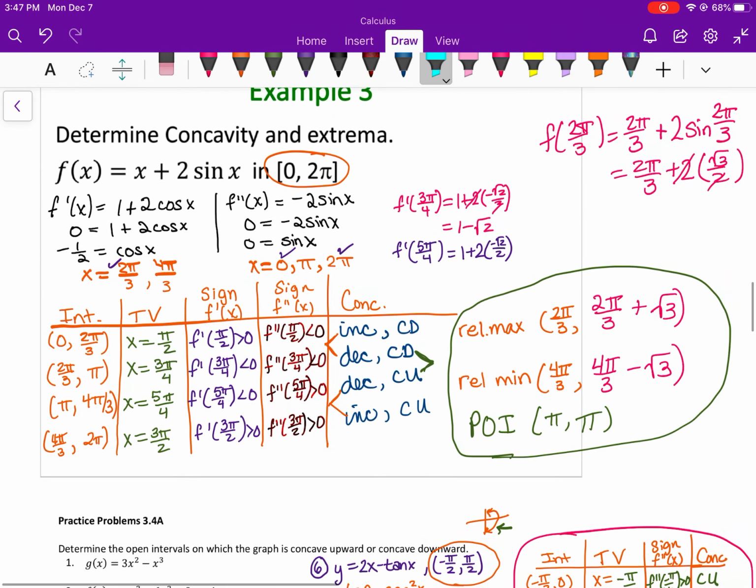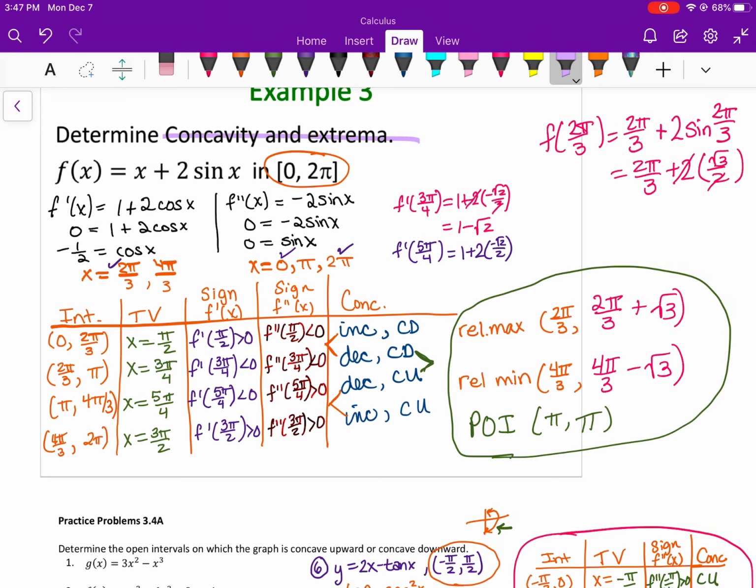This one's a trig problem, so we did first derivative, second derivative. Now this one says concavity and extrema, so you want to get your critical numbers from your first derivative. You want to set your second derivative equal to 0.